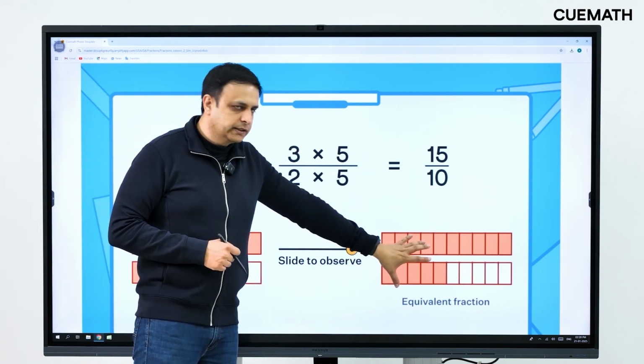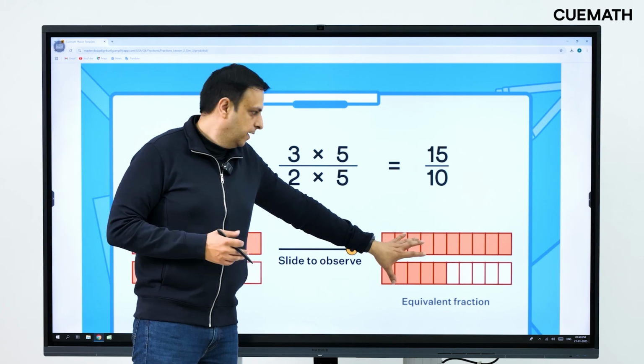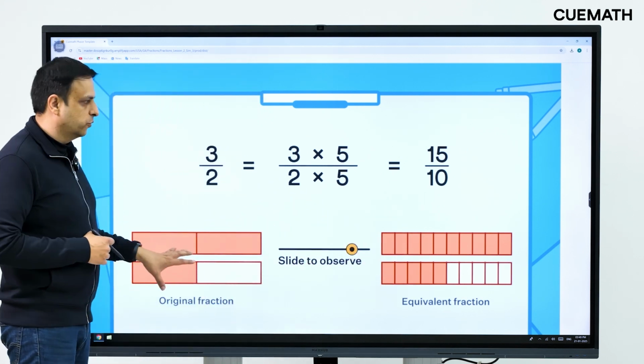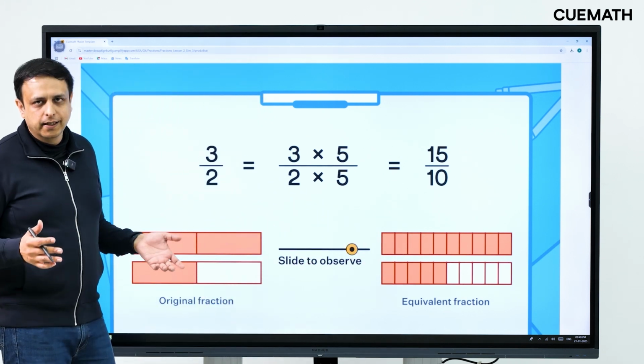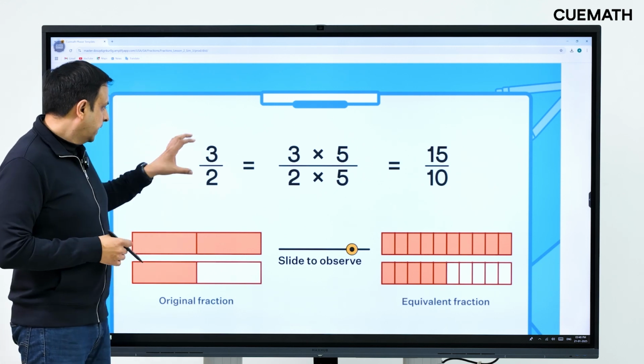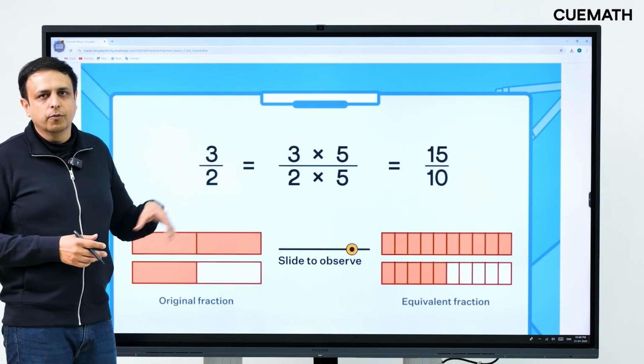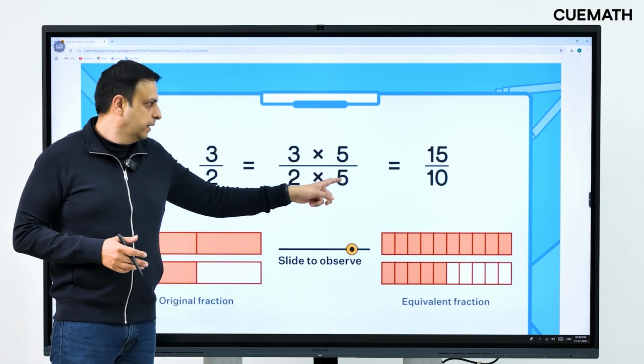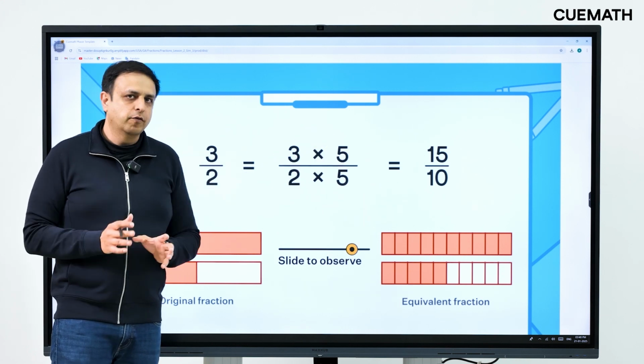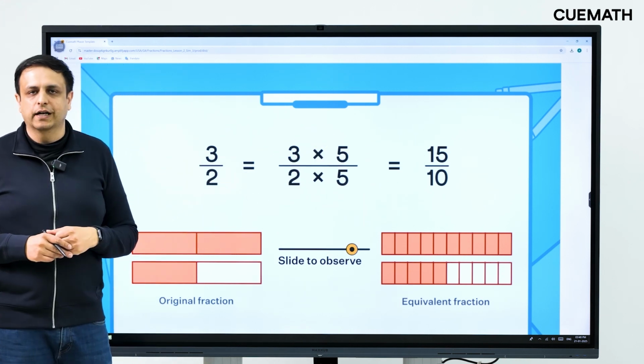So this is that fraction. This visual here represents 15 over 10, but you can see that it is equivalent to 3 over 2. So once again, the concept is you can take any fraction, multiply the numerator and denominator by the same number, you get another fraction that will be equivalent to the original fraction.